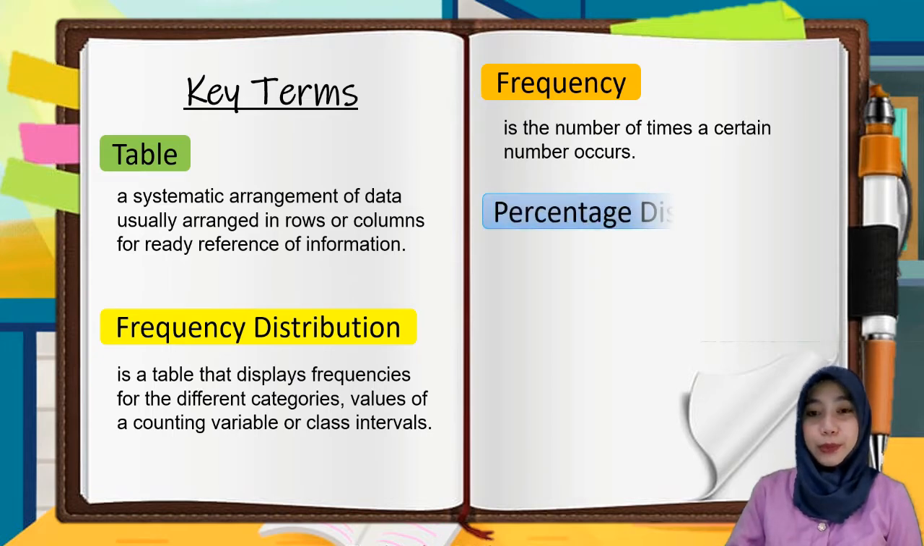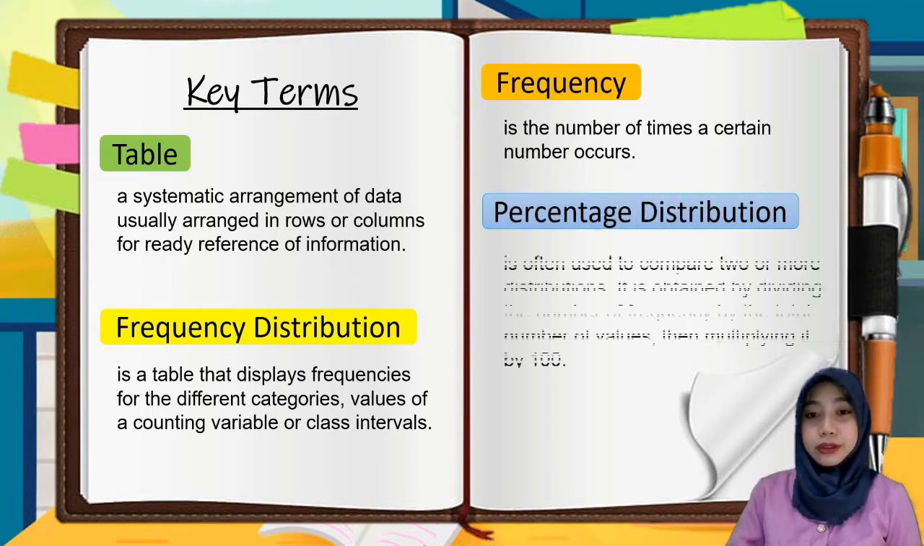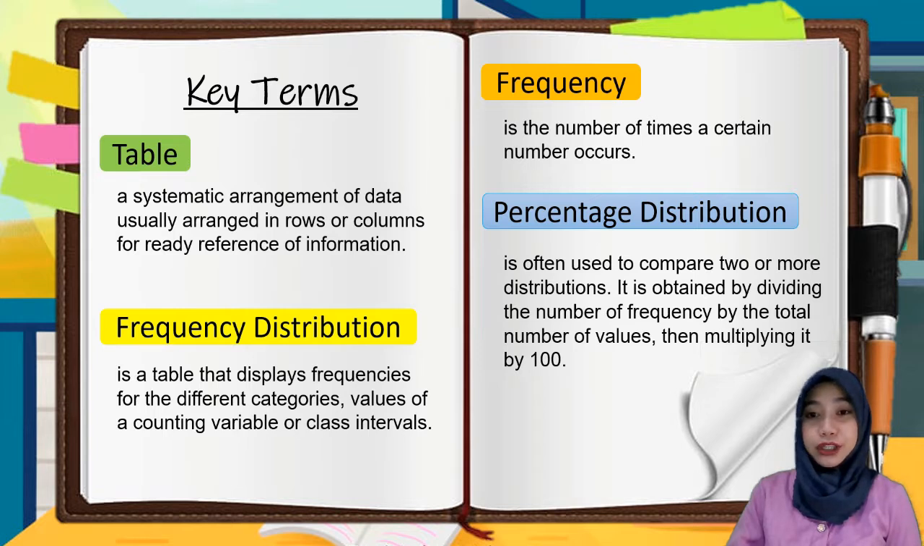And we have the percentage distribution. It is often used to compare two or more distributions. It is obtained by dividing the number of frequency by the total number of values, then multiplying it by 100. In formula, this is what the percentage distribution is. Number of frequency over total number of frequencies times 100.